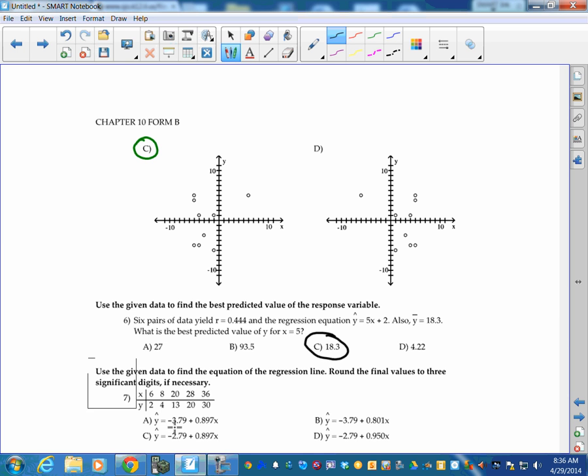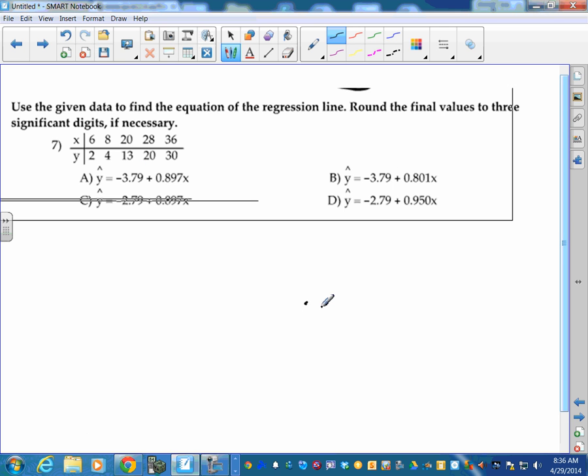Number 7. Do this one on your own. Find the equation of the regression line. You don't have to graph it. You just have to find it.